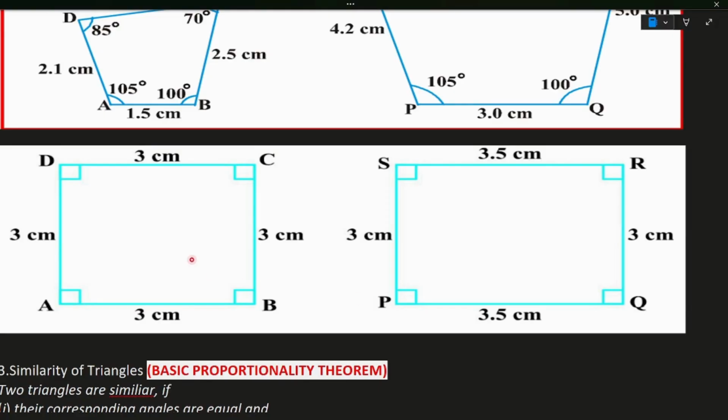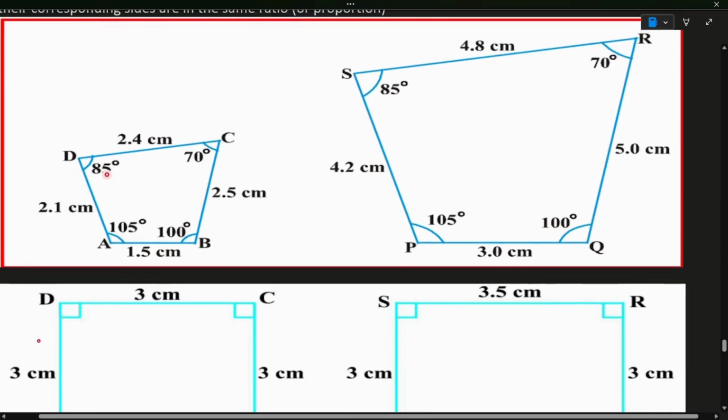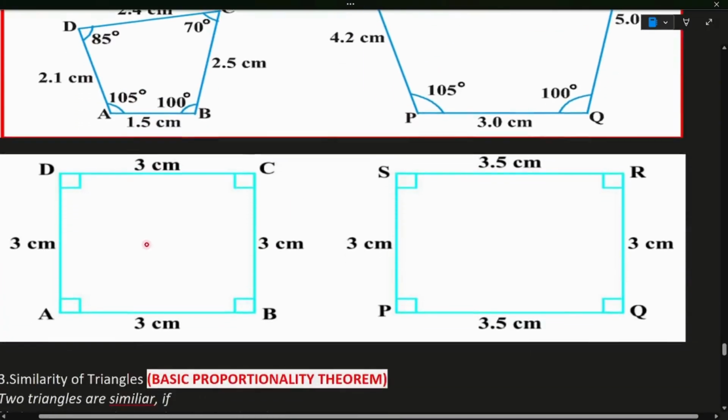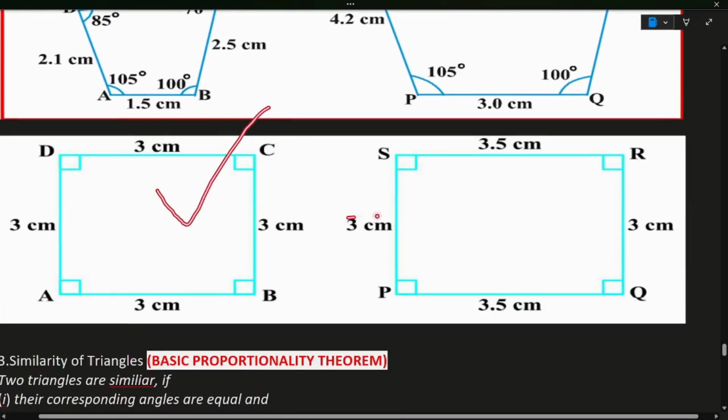What is the first condition? Corresponding angles must be the same. See, here 90 degrees, 90 degrees, 90 degrees, 90 degrees. Here also 90 degrees, 90 degrees, 90 degrees. So the first condition has been satisfied: the corresponding angles are equal for these two figures.